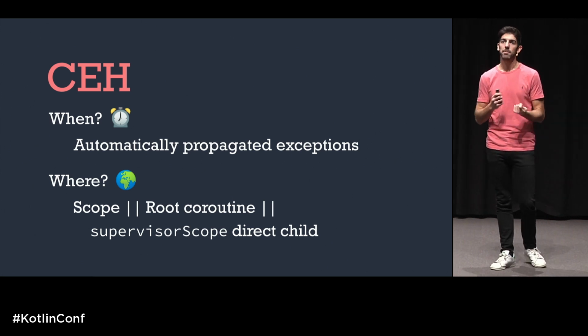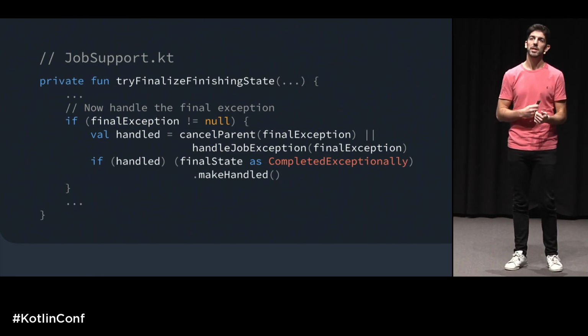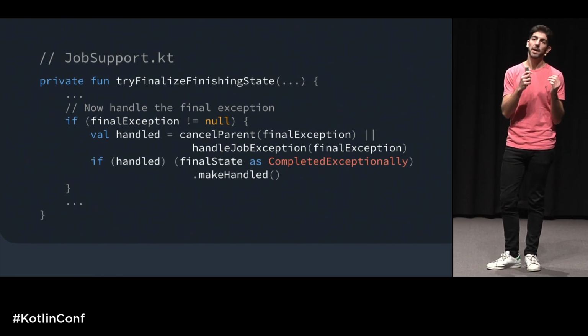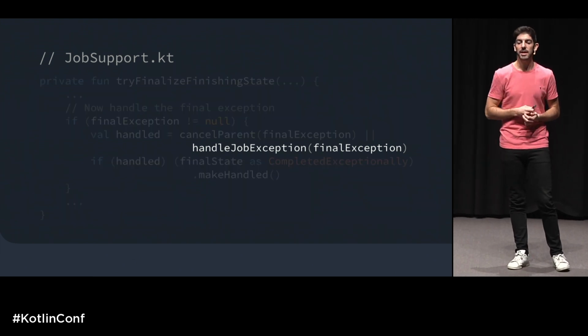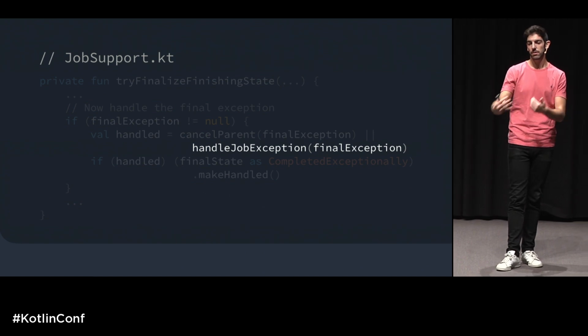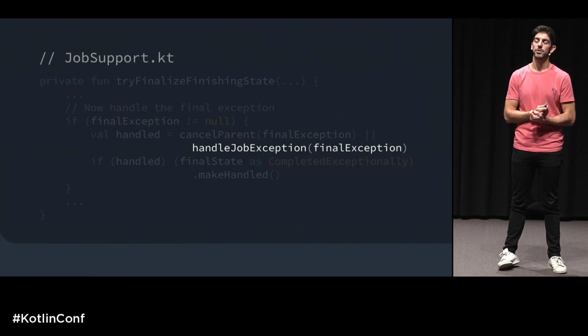If we take a look at the implementation to understand this better, we will see that this method, when the coroutine is finishing, will be called. And if the parent is not handling the exception, for example, with a supervisor job, then it will be up to the job, to the coroutine, to handle that exception. You can see it with handleJobException.